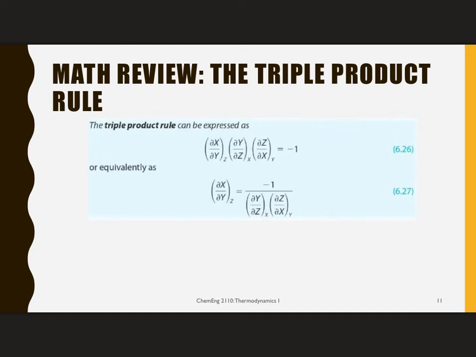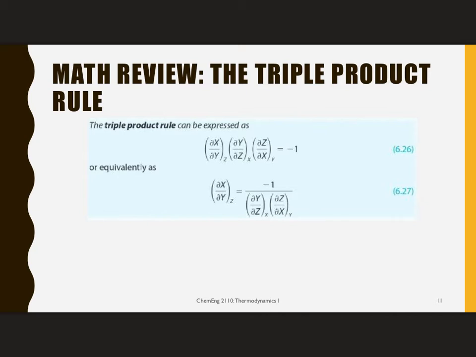Now I need one more little math review here, and this is the triple product rule. This one usually is covered in your Calculus 3 course. Usually it's sort of an obscure factoid that you're like, why did they tell us that? Well, this is where it's going to be useful. So the triple product rule can be written 2 ways. Choose the one that makes the most sense to you.